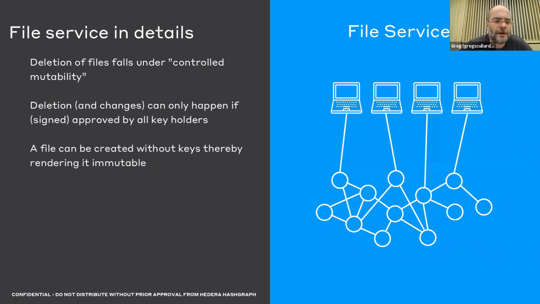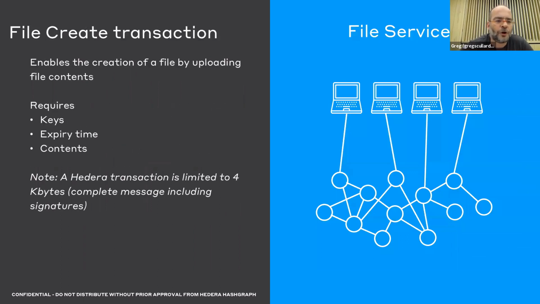So deletion of a file is under control mutability. Changes can only happen if signed and approved by all the key holders. I've covered this already. And a file can be created without keys, which would make it immutable at that point, and it will just expire over time. So creating a file with a file create transaction enables you to create a file by uploading the contents of the file. It requires an optional key or keys, an expiry time, and some contents. There's a note here: a Hedera transaction is limited to 4 kilobytes.